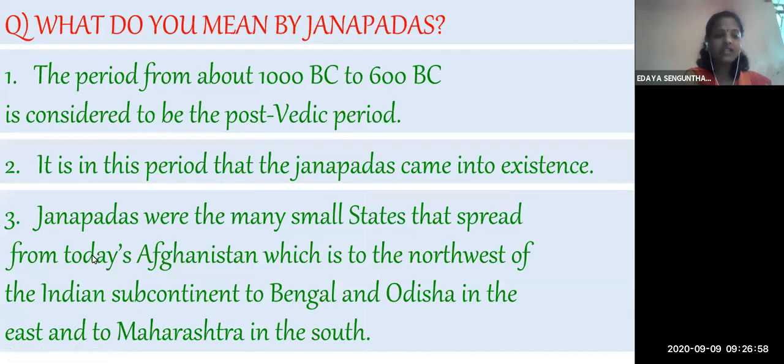Janapadas, now the exact answer. Janapadas were many small states. Now we have small districts, the same type. They were small states that spread from today's Afghanistan, which is to the northwest of the Indian subcontinent, to Bengal and Odisha in the east, and to Maharashtra in the south. To understand this third point, we will view this map.